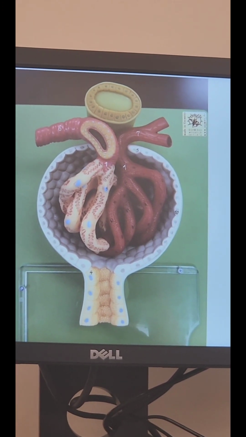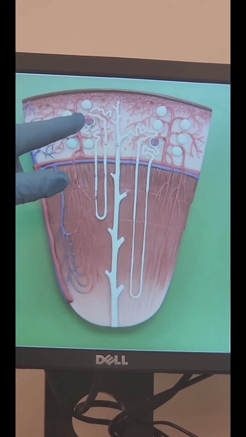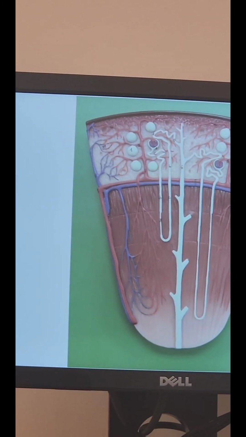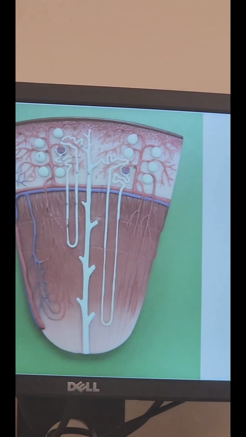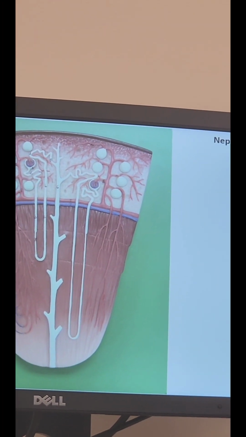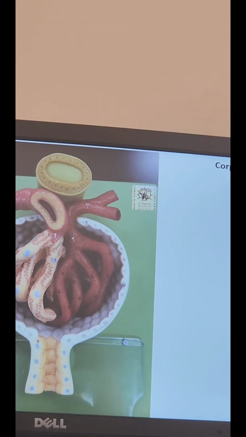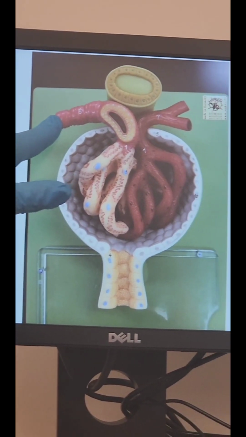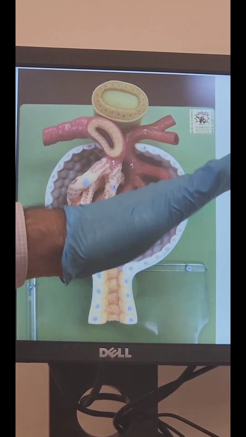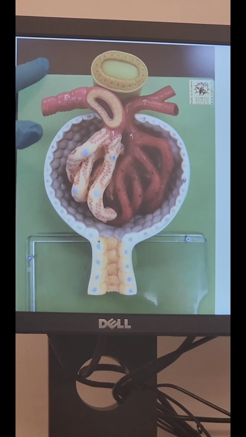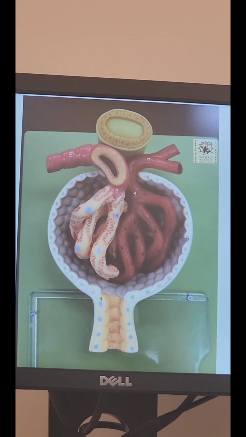So in the previous picture, how did we differentiate between the afferent and the efferent? Anything attached to the cortical radiate was afferent, and anything attached to the peritubular capillary was the efferent. Yes. But on this picture, one of them is afferent, one is efferent, but you don't see the cortical radiate or the peritubular capillary. So this is the afferent, and this is the efferent.